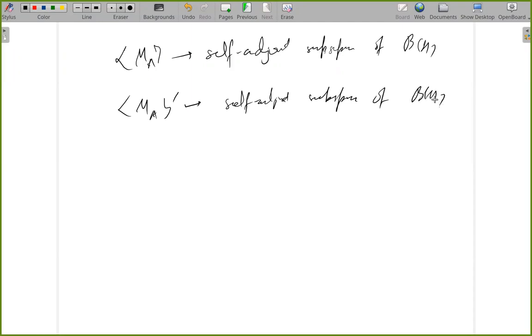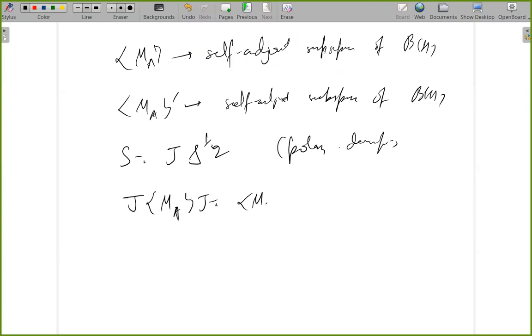What does our invariance theorem say then? Then there is a unitary operator. If I decompose this as Z to the J times delta to the half, this is a polar decomposition. Then I must have J of MA of J is equal to MA prime. I should include a star, but you can easily check from S square equals identity that J will be equal to J star.